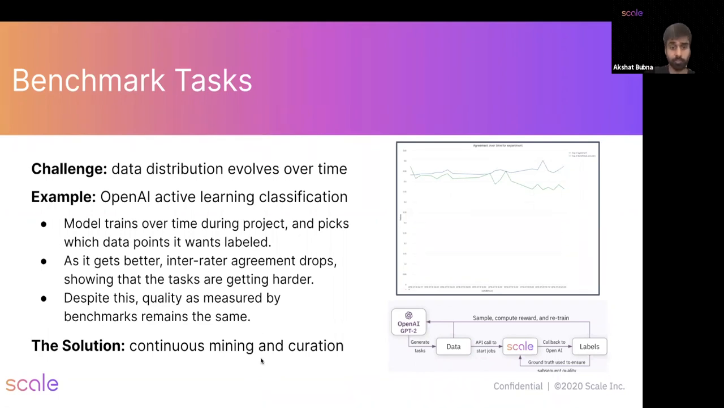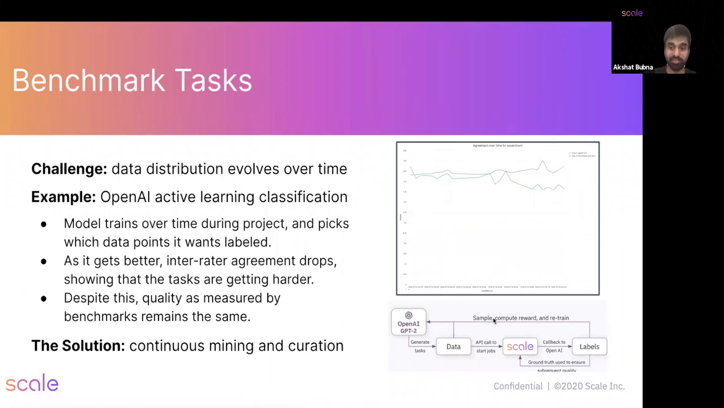And as it gets better, we actually saw that inter-rater agreement dropped over the course of the project, showing that tasks are getting harder, more ambiguous, and so on. However, the quality as measured by our benchmark tasks remained the same. It actually went up as people got better at the task, or the benchmarks at least.